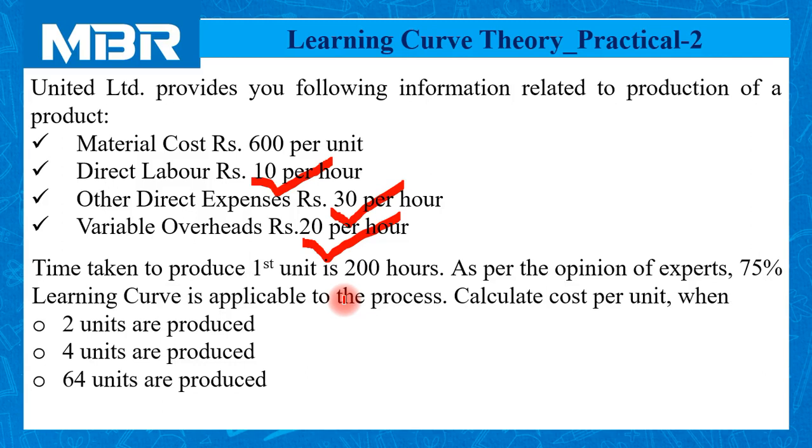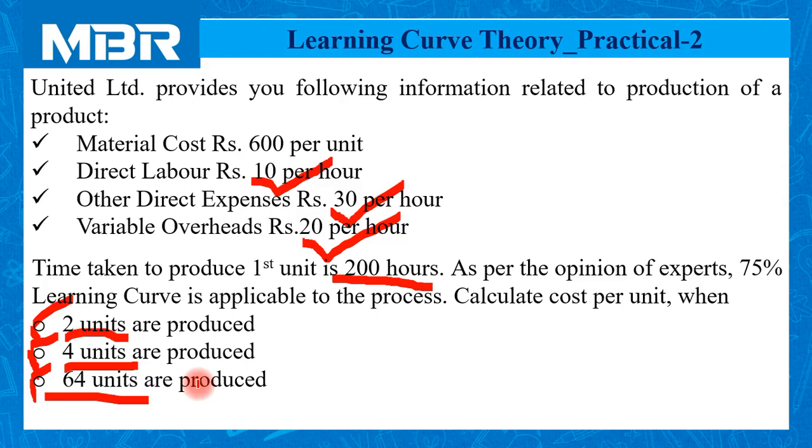It means the number of labor hours affects the calculation of direct labor, other direct expenses, and variable overheads. Time taken to produce the first unit is 200 hours. As per the opinion of experts, a 75% learning curve is applicable to the process. Calculate cost per unit when 2 units are produced, 4 units are produced, and 64 units are produced. We need to prepare our cost sheet for 2 units, 4 units, and 64 units.